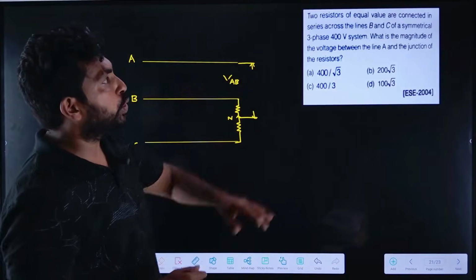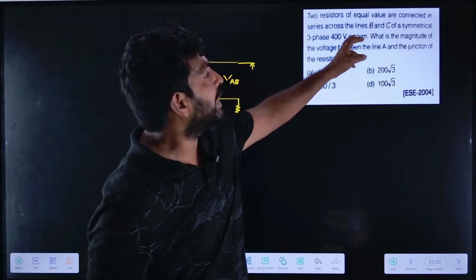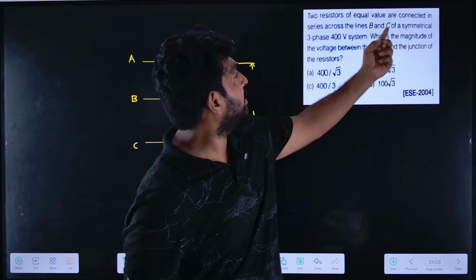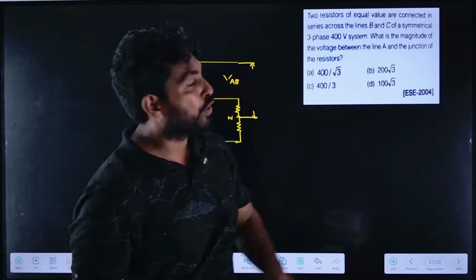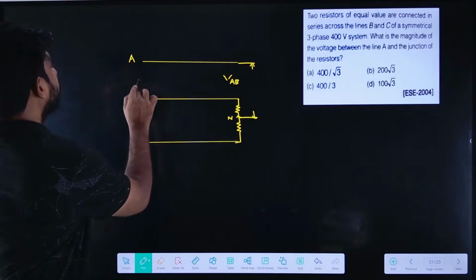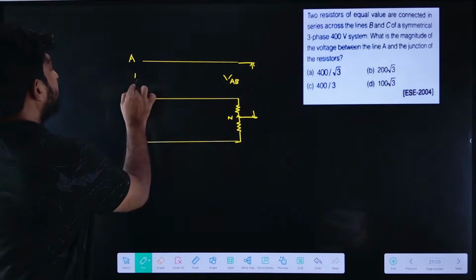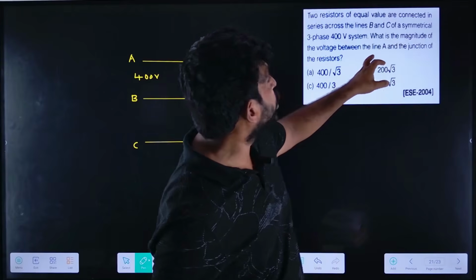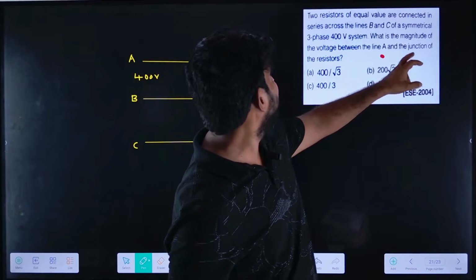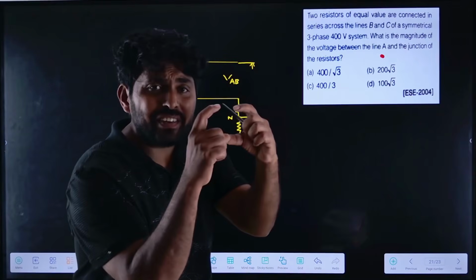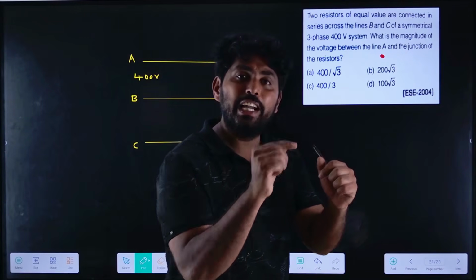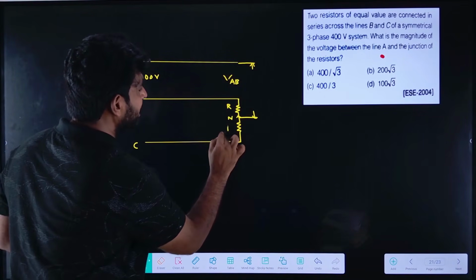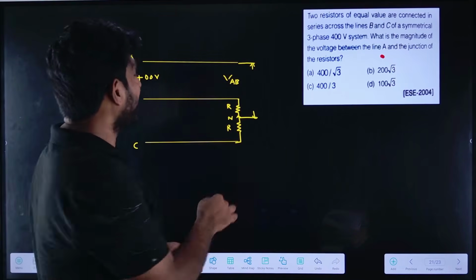Here it was given that two resistors of equal value are connected in series across lines B and C of a three-phase symmetrical 400 volt system. So it is a 400 volt system, and it is VAB. What is the magnitude of voltage between the line A and the junction of the resistances? So here the two series resistors are connected in parallel with B and C. So across B and C, two similar resistances are connected, so we have the common point N.